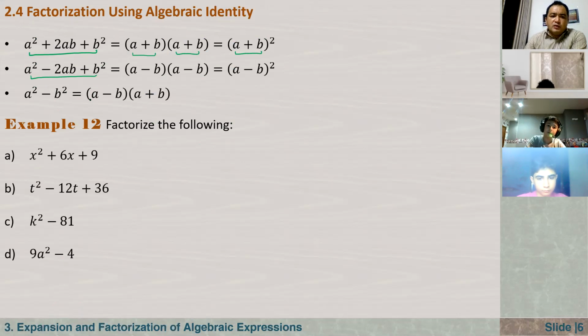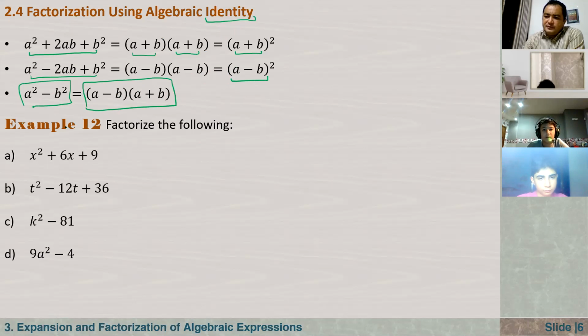a squared minus 2ab plus b squared, that's equal to a minus b squared. And why do we call this identity? Identity means, if I just talk about the last one, for example, a squared minus b squared, that's equal to a minus b times a plus b. Why do we call this identity?